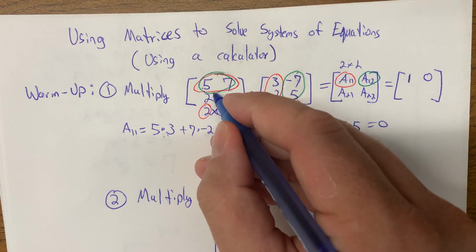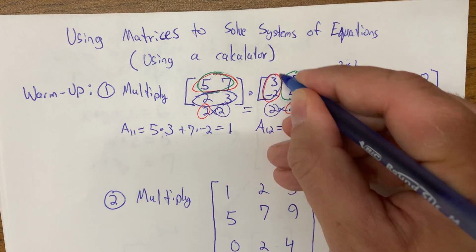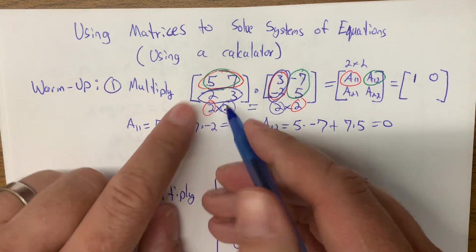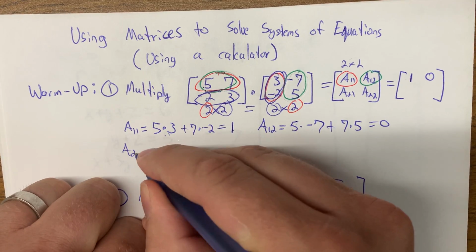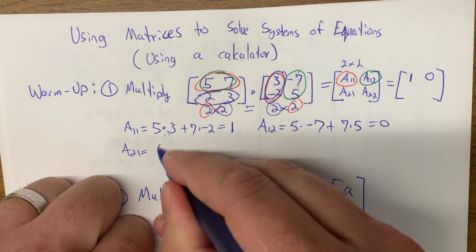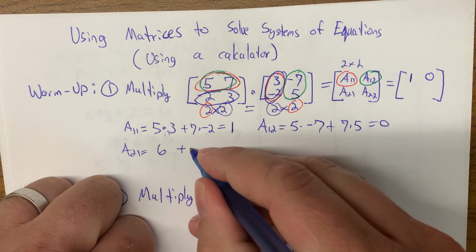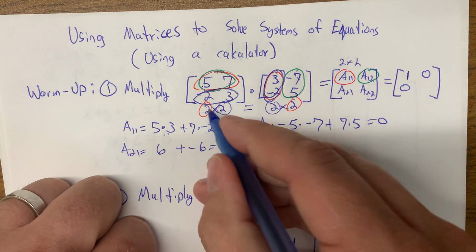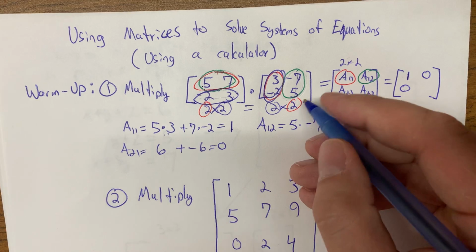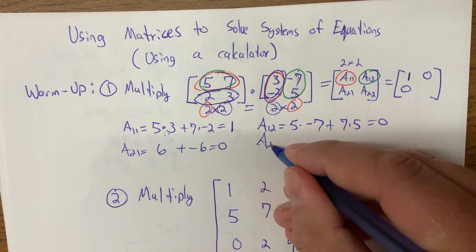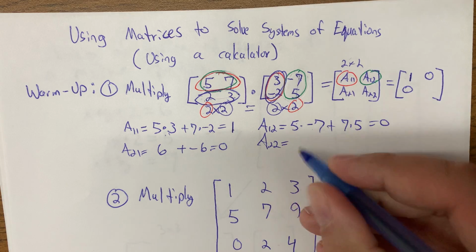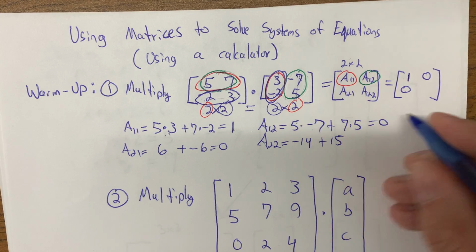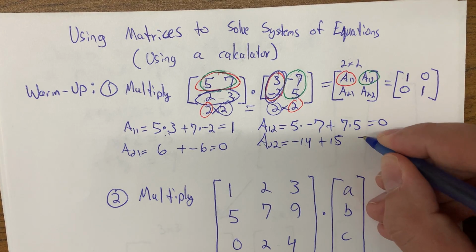Now we're on to the second row. So the second row times the first column. We multiply the row times each of the columns, then the next row times each of the columns. So here, 2 times 3, so this is A21. The 2 times the 3 is 6. 3 times -2 is -6, and that is 0. So the second row, first column is 0. And lastly, we're going to do the second row times the second column. And when we do that, A22 will be 2 times -7, -14, and 3 times 5, which is 15. So -14 plus 15 is 1.